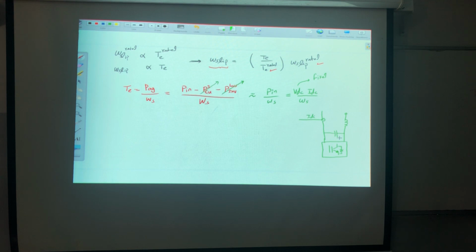If you need to measure the voltage, for example, I can take it from here, and this will be VDC. Now, if I have VDC and IDC, I can calculate omega slip from this relation. So this will be the slip compensation.